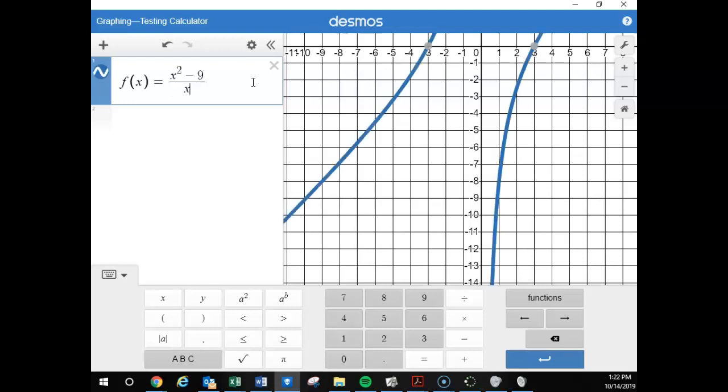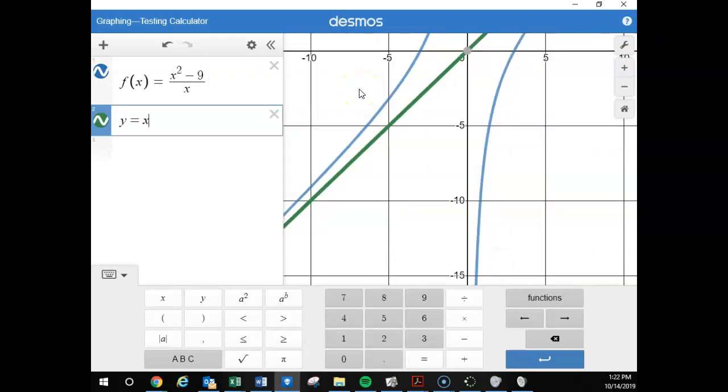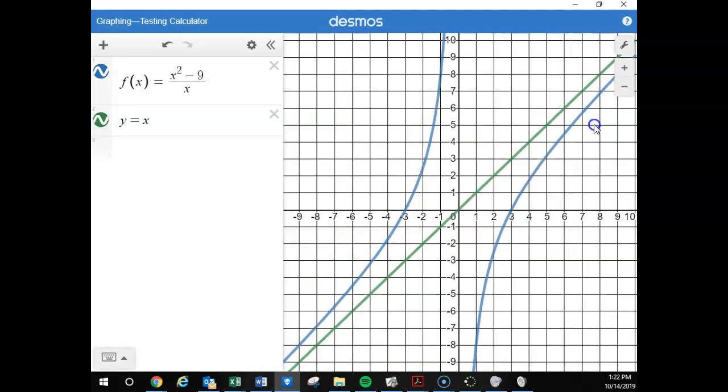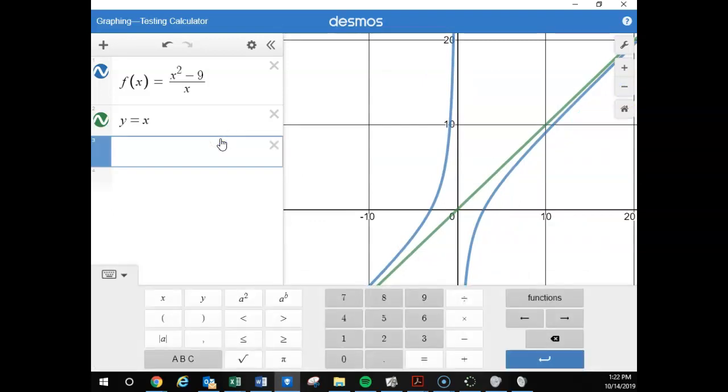What is it, x? Okay, and then the equation of the slant asymptote is y equals x. So if you look there, that's exactly what's happening here. And I could even graph my vertical asymptote, which is x equals 0.